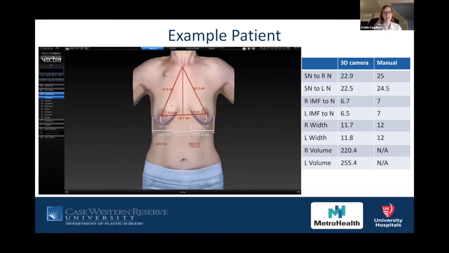And this is just another example, a different patient with slightly different habitus and breast shape. And in this patient, we have fairly good measurement accuracy in the IMF to nipple and breast width.